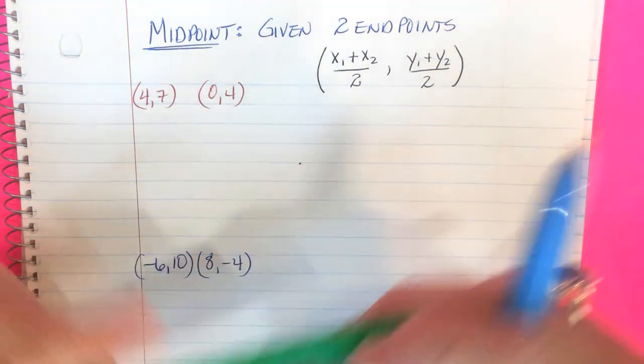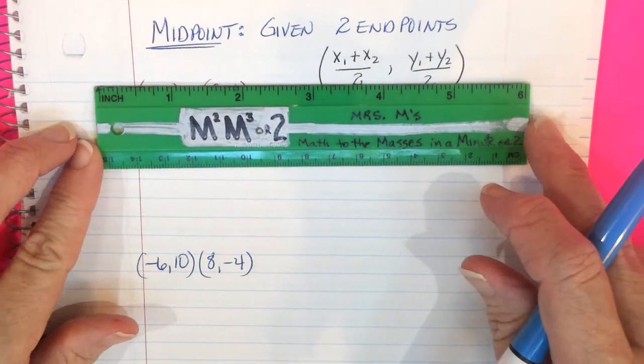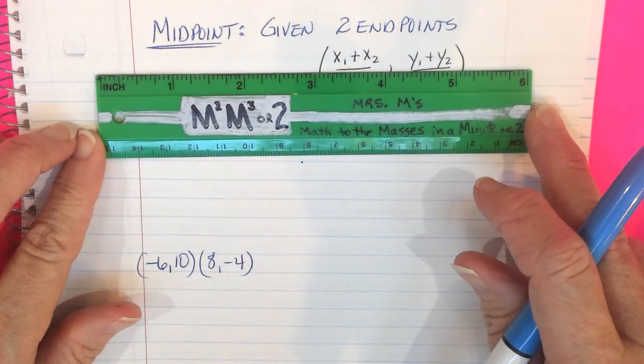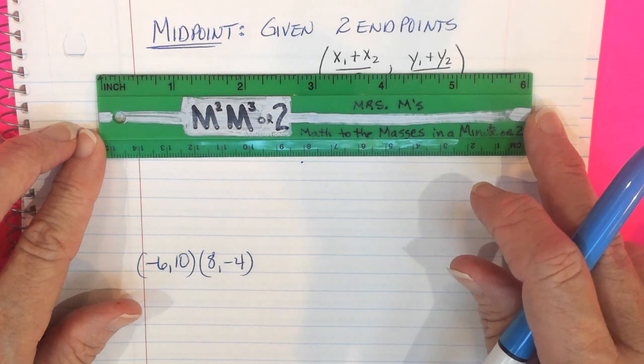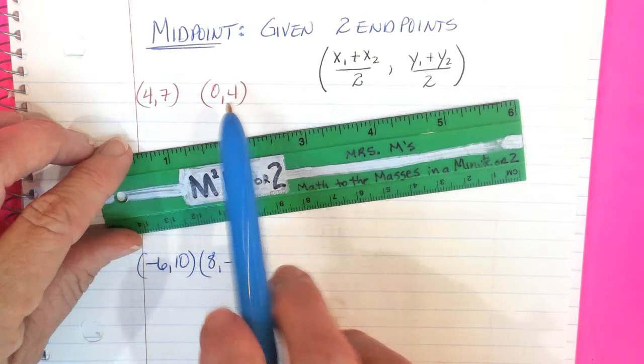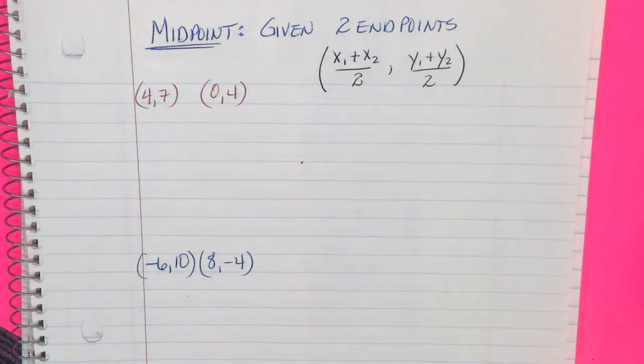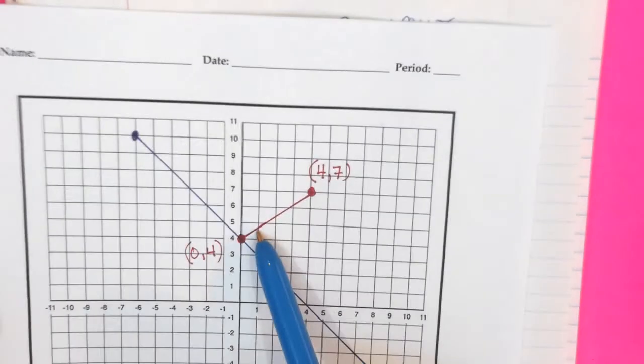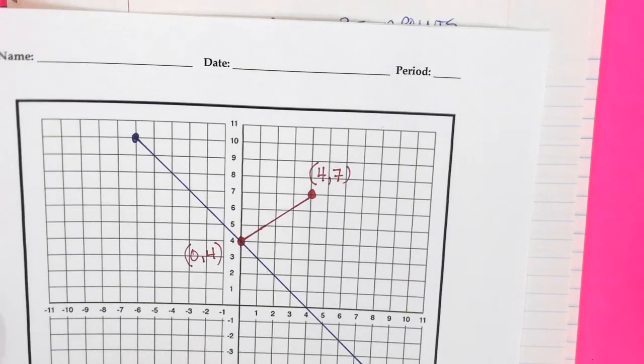So in this episode of Mrs. M's Math to the Masses, in a minute or two, we'll look at how to solve for midpoint when given two endpoints. The formula is here, and here are the coordinates of 2 points written in red. This segment would look something like that when graphed.